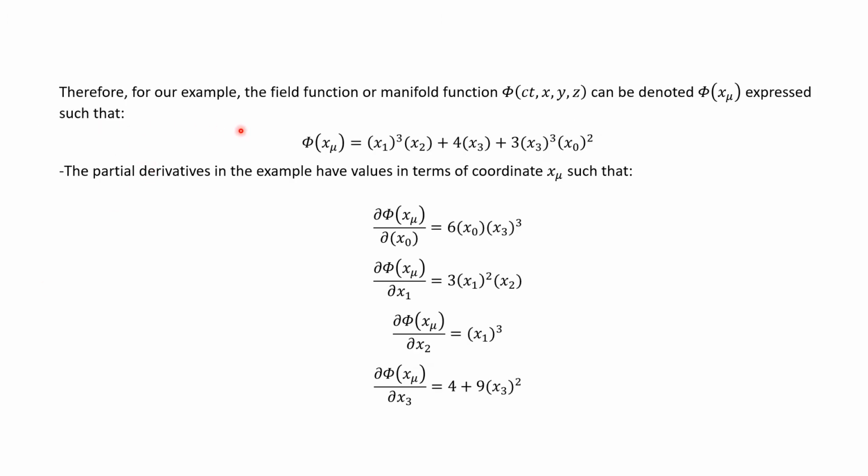Therefore, for our example, the field function or manifold function here can be denoted phi and is expressed such that. In other words, we're re-expressing the original example in terms of the new notation. The partial derivatives in this example have values in terms of coordinate x such that, which are the same values with the new notation again.